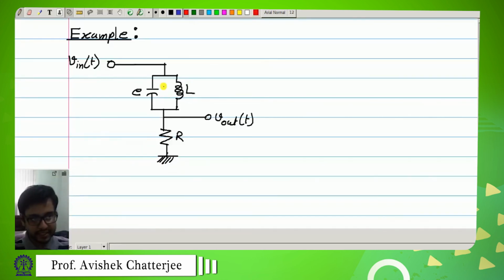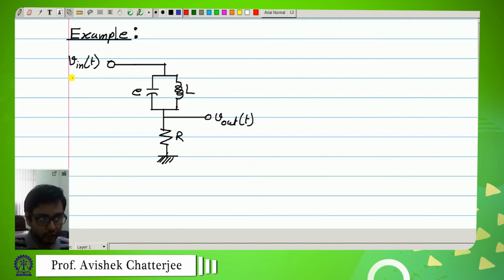Example, consider this circuit. We have an LC parallel combination in series with a resistance R. This end is grounded, that is the reference point. Input voltage is applied here, output voltage is measured from this terminal. Task is same, to find the transfer function of this system, plot the frequency response, and find out what kind of a filter this is.